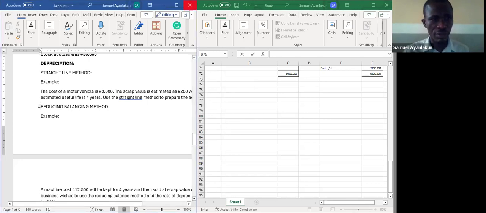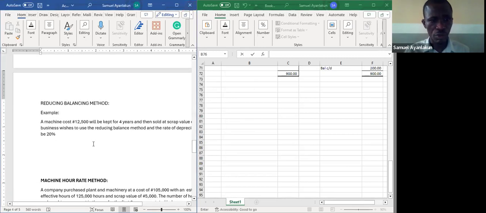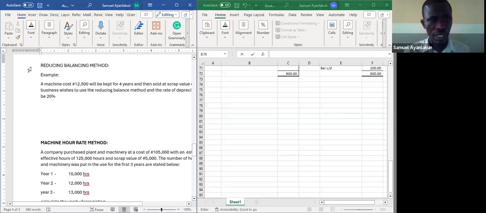So we have the reducing balance method. We will talk about that. As I said, in the reducing balance method, at the end of the year, there's a percentage you apply on the asset, whereby it reduces the historical cost of the asset. So if you're applying this method, this is how you apply it.